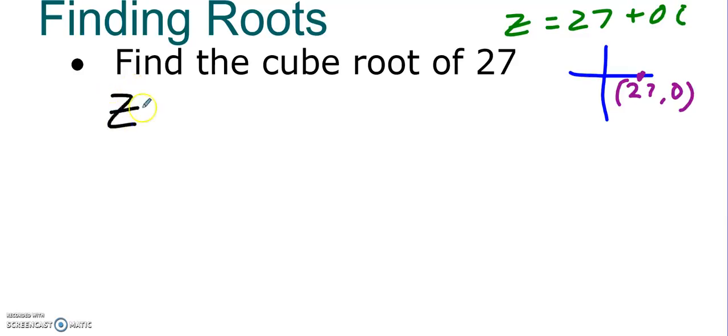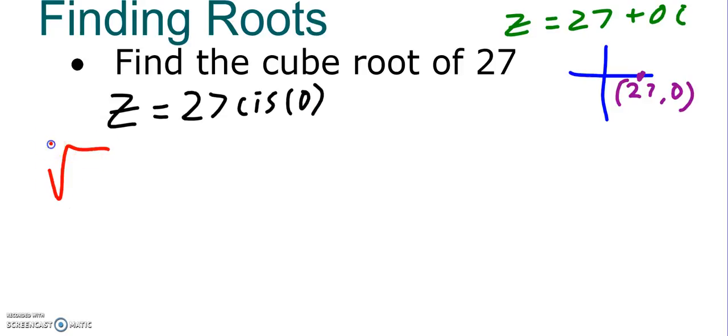So I can say z equals 27, because I know r will also be 27, because that is the distance from the origin, CIS of 0. All right, I'm going to use the CIS just for shorthand, because otherwise this gets a little messy. So we want to find the cube root. So I know the cube root of z is going to equal the cube root of 27.